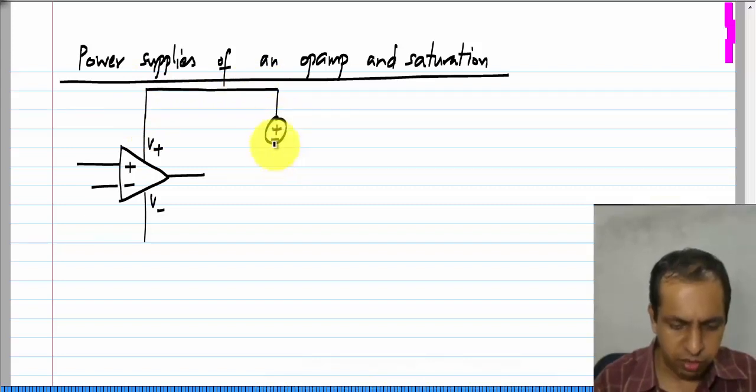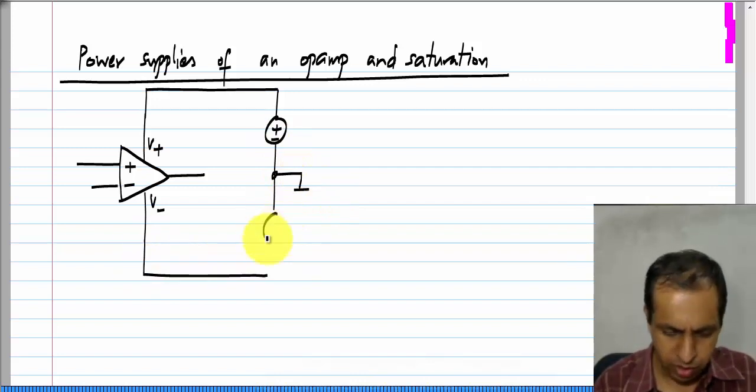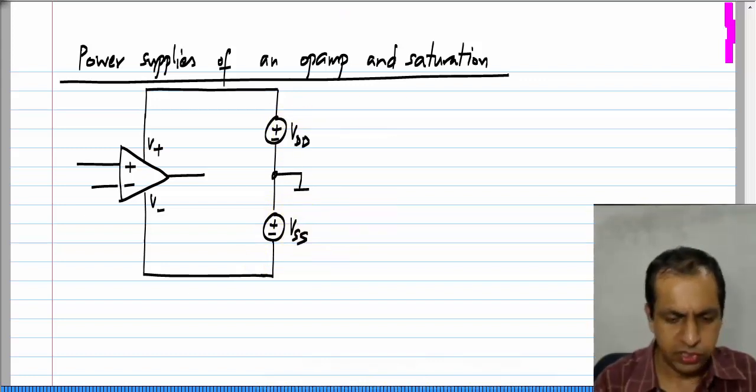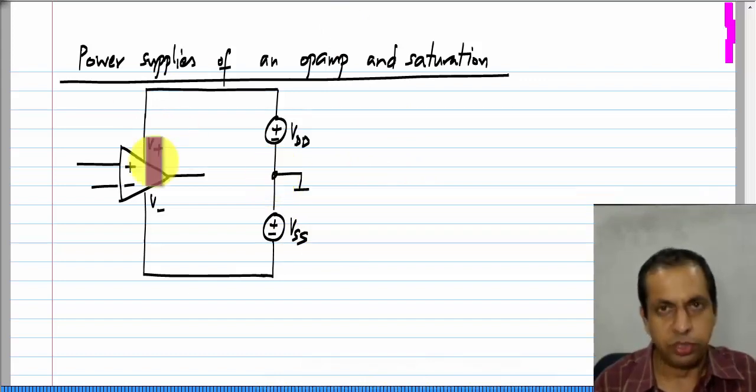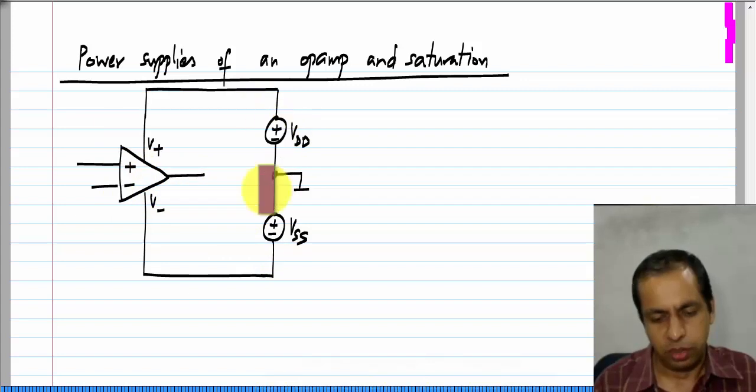A typical scenario is to use 2 separate voltages, VDD and VSS, to supply a positive voltage to the V plus terminal with respect to ground and a negative voltage to the V minus terminal with respect to ground. Now, this is not strictly necessary. You could use a single voltage source, but in most of the standard op amp applications 2 power supplies are used. So, we are going to stick to that.